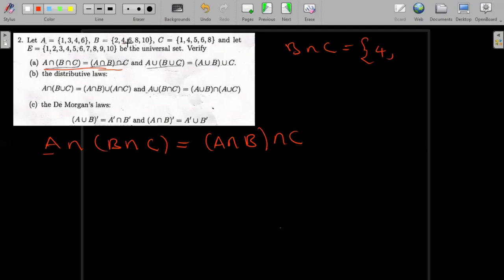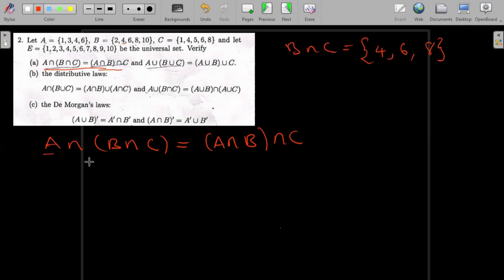Then I have 6 there, and 6 is also in C. So 6 there will intersect. And I have 8 there, and 8 is also there. So 8 there will intersect. So this here is my B intersect A.